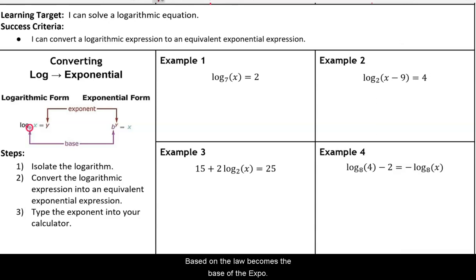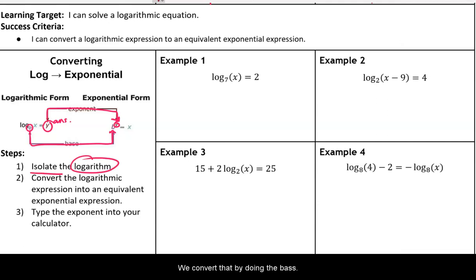The base on the log becomes the base of the exponent. The answer becomes the exponent. So again, the base and switch, same steps. We isolate the log. We convert that by doing the base and switch. And then step 2, type the exponent into your calculator.